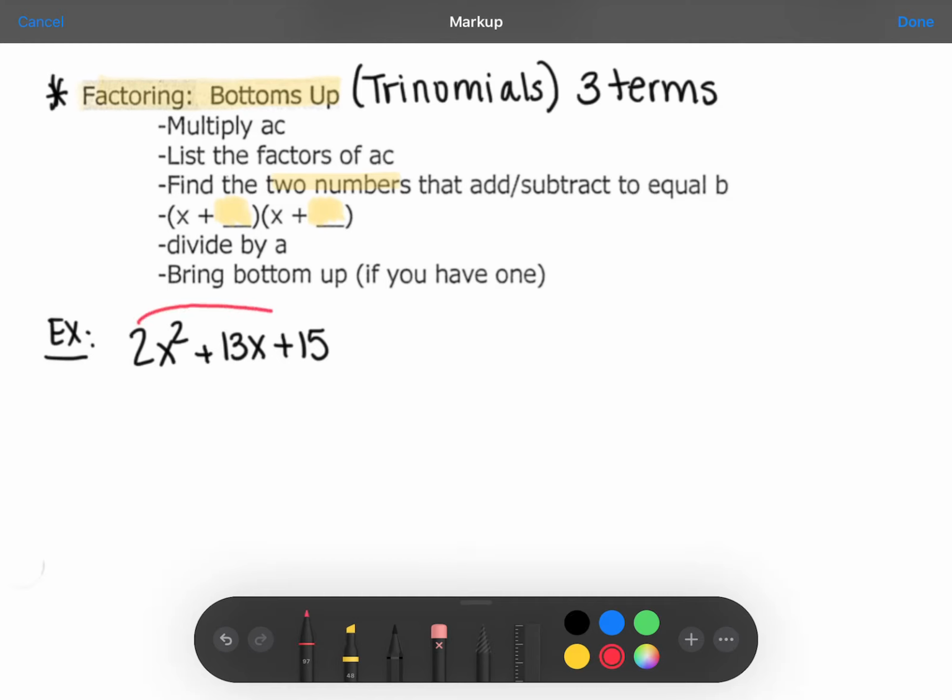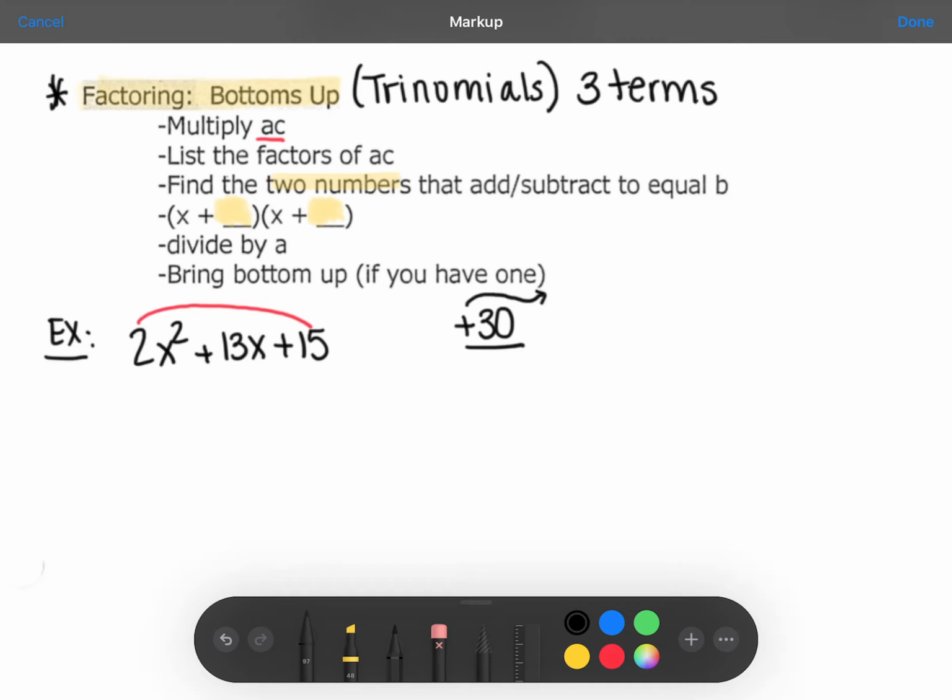So that is the first number times the last number. So I'm going to multiply A times C. And when I do that, I get, even more importantly, that's a 30, not a 15. 2 times 15 is 30. And that's a positive 30.